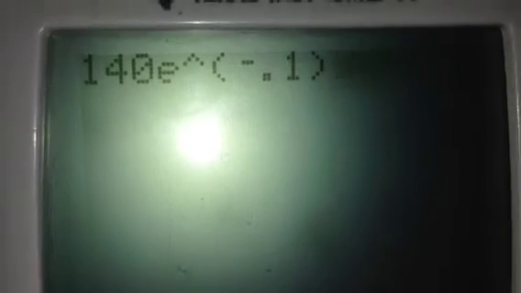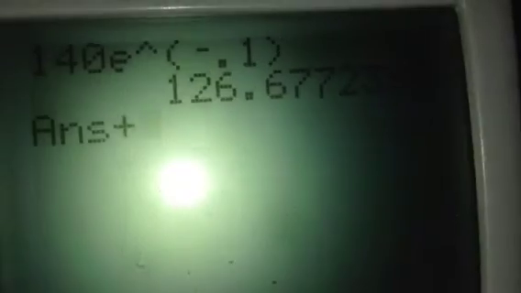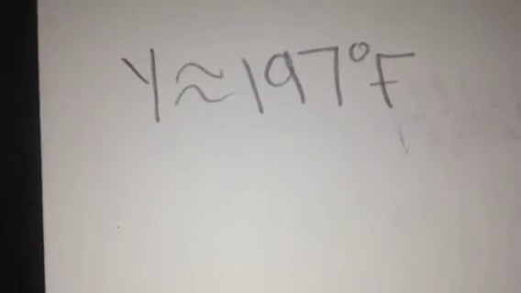Remember, you always want to multiply before you add. So I'm going to go ahead and multiply using my calculator. And also using my calculator, I'm going to add. So I'm going to add 70 degrees. So after 10 minutes, the soup will be approximately 197 degrees Fahrenheit.